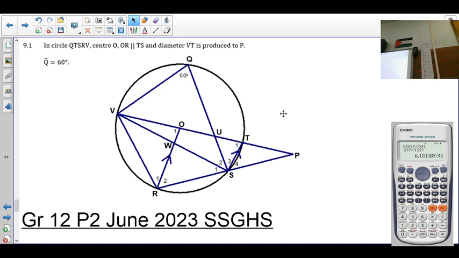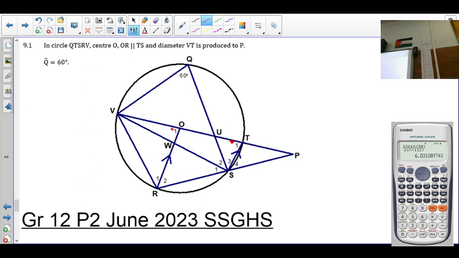Okay. Then we are told that OR is parallel to TS. Lines are parallel, what do we know? We know that we can use corresponding angles are equal, alternate angles are equal, and co-interior angles are supplementary. So which means to say that O1 is also equal to T1. Okay?